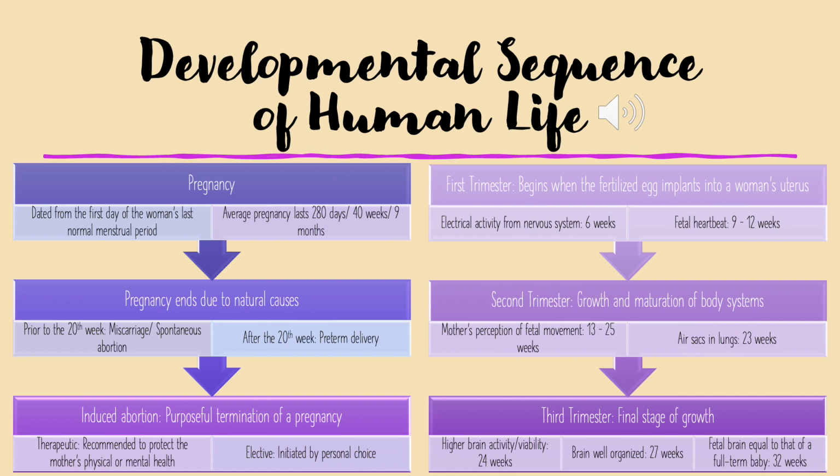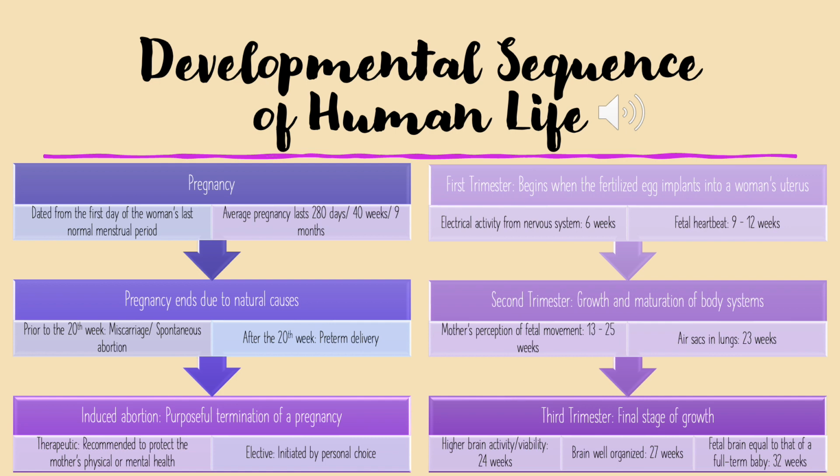The developmental sequence of human life is broken into 3 trimesters. So the first trimester begins when the fertilized egg implants into the woman's uterus. During the first trimester, you tend to notice electrical activity from the unborn baby's nervous system at about 6 weeks. A fetal heartbeat is very important to a lot of people when they're determining when life starts. Some people use electrical activity, some people use implantation, and some people use the fetal heartbeat. The fetal heartbeat is usually able to be found and heard between 9 and 12 weeks.